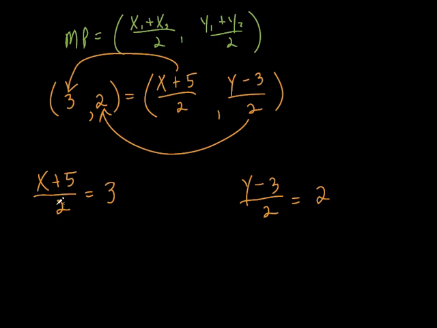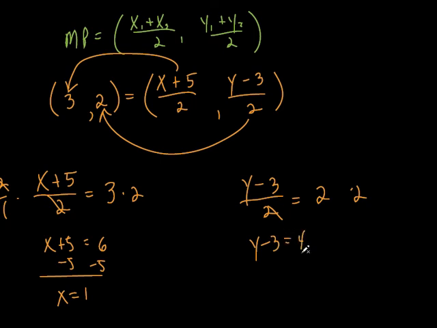I'll do one of these. Multiply both sides by 2. Multiply that side by 2. So I've got x plus 5 equals 6. Subtract 5 from both sides, and x equals 1. We'll do this one. Multiply both sides by 2. y minus 3 equals 4. Add 3 to both sides, and y is 7.